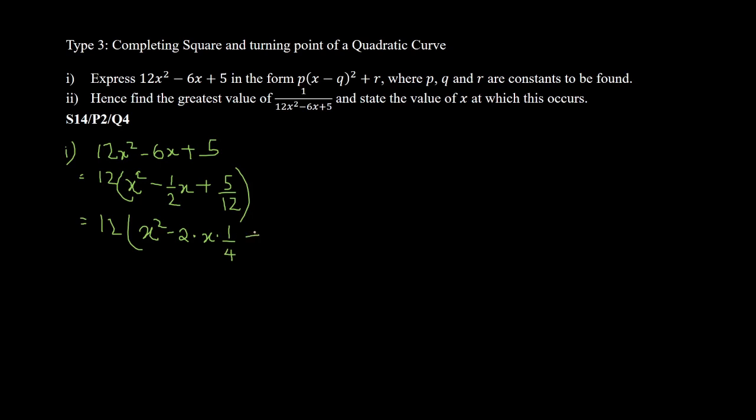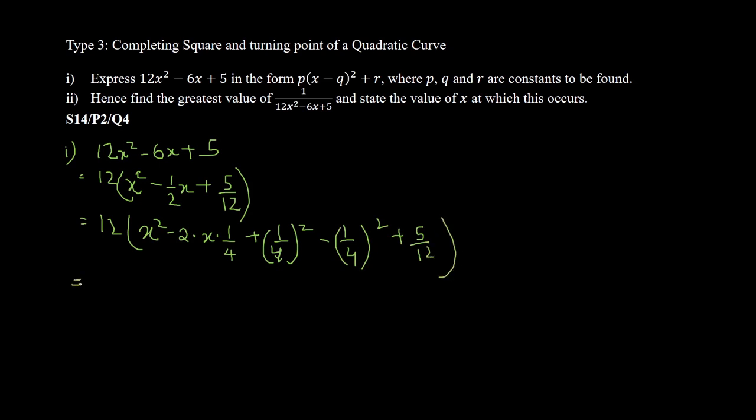Then we have to complete the formula, which is 1 by 4 whole square. However, we did not have this thing here, did we? This is not existent here, so we have to subtract this whole thing by this, and then we have plus 5 by 12.